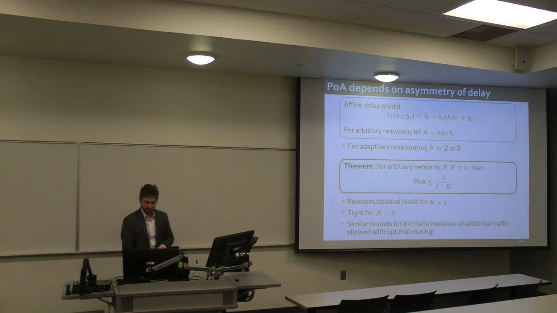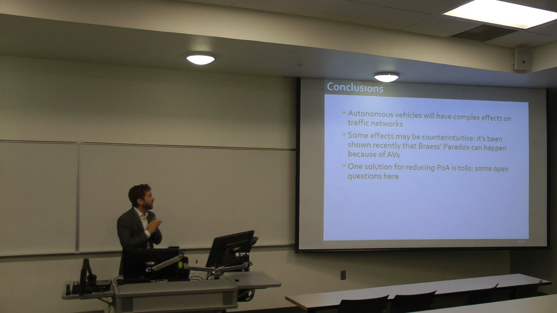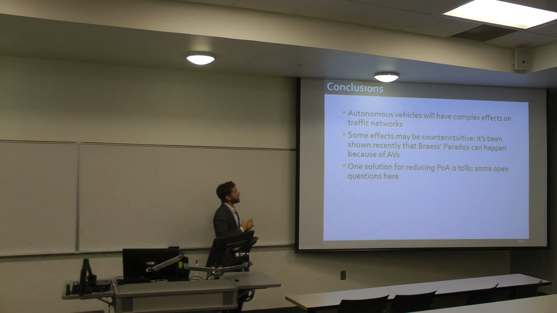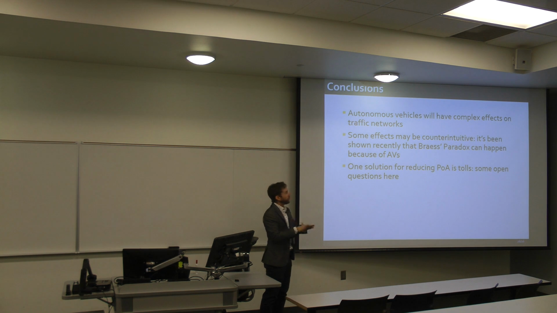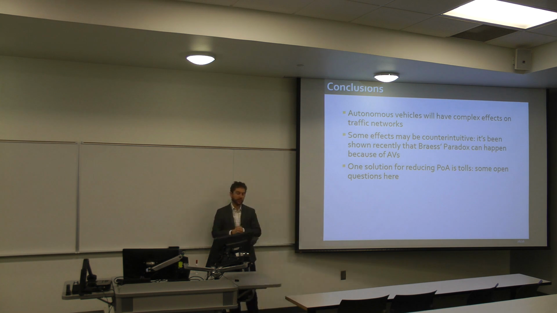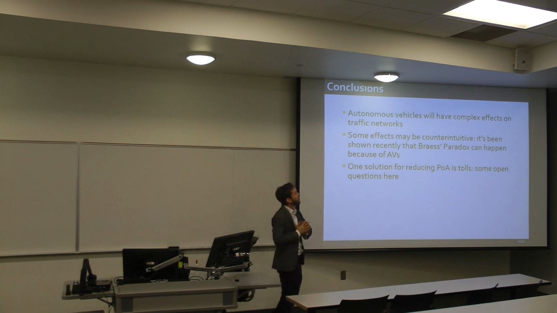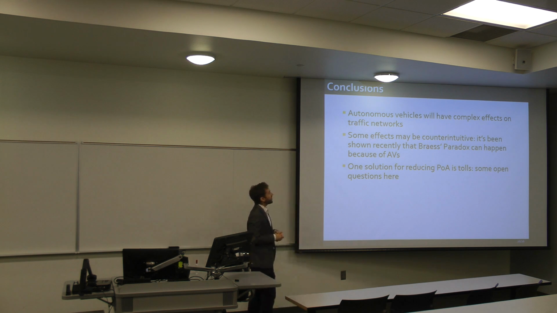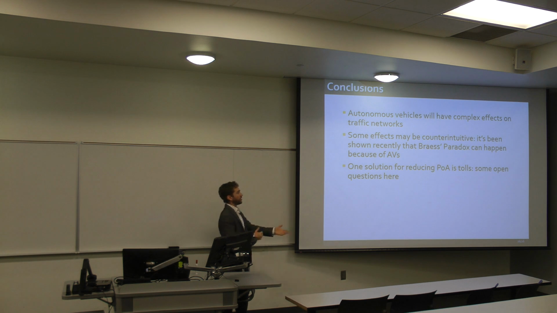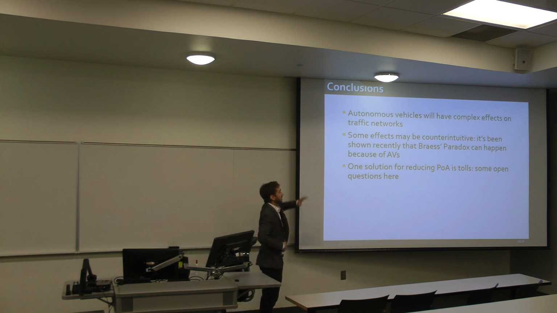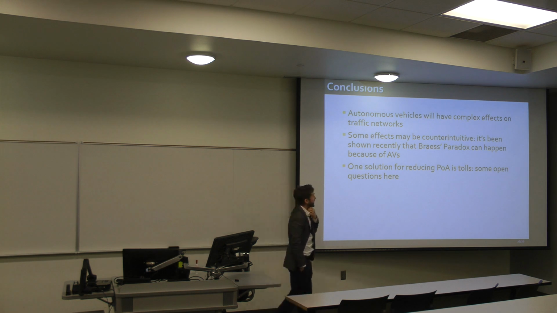Okay, so that's actually the end of my talk. Let me just finish with a few concluding remarks. I think the high-level message here is that autonomous vehicles are going to have complex effects on traffic networks, beyond the things that people write about in the news, about possible collisions, possible difficulties handling four-way stops. Those are all important problems. And beyond that, I think there are some fundamental problems that one could consider solved in the regular vehicle case that are now going to have interesting questions when you introduce autonomous vehicles. And some of these effects are going to be counterintuitive.